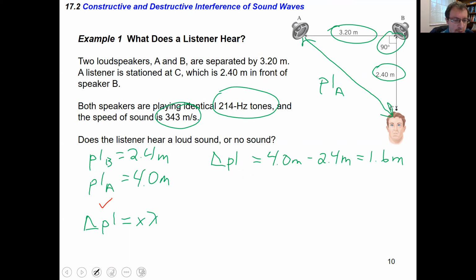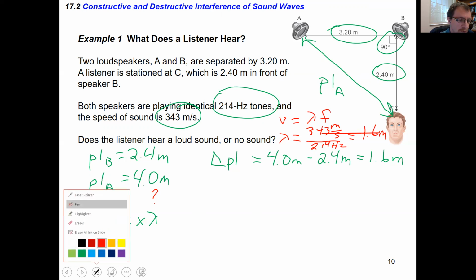If we knew what our lambda was, then we could proceed on and figure out what x is. But we could figure out that lambda real quick because we know that speed is equal to wavelength times frequency for any wave. So if I stick in my speed of 343 over my frequency of 214, I will be able to figure out that my wavelength here is 1.6 meters.